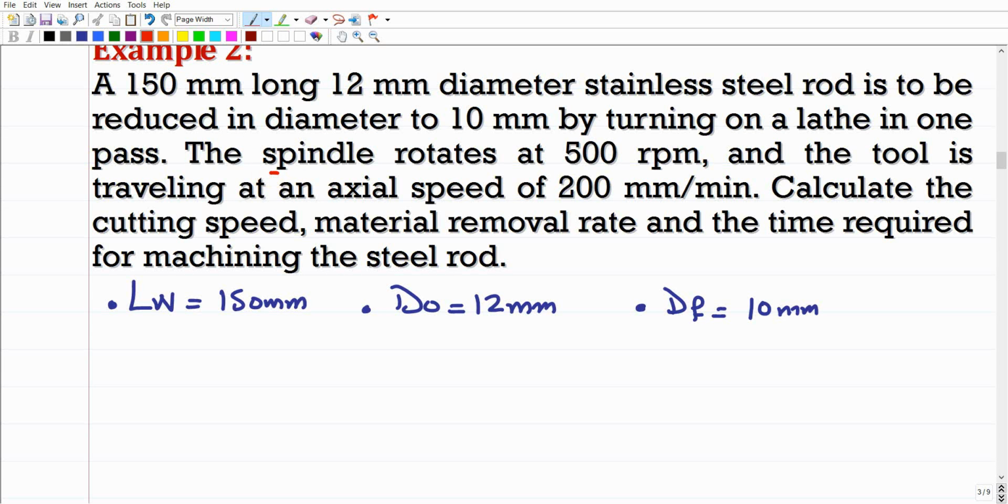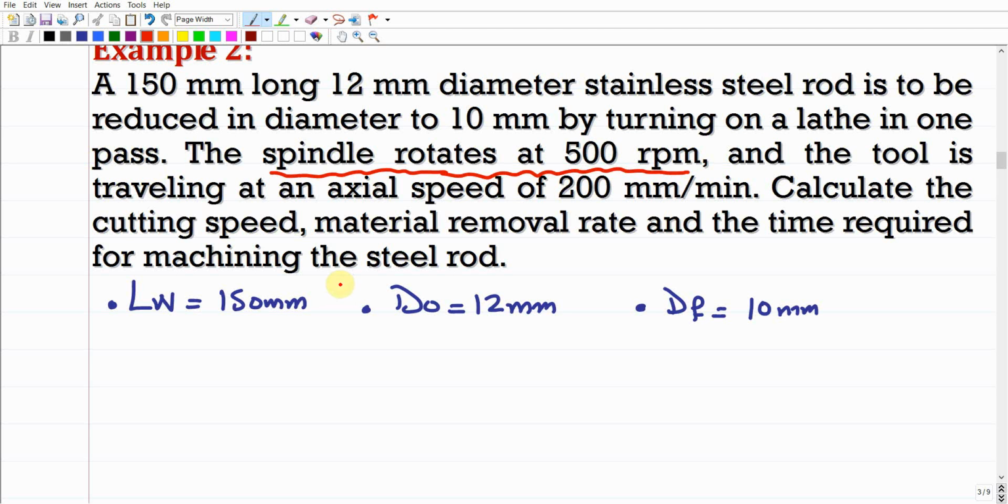The spindle rotates. Something that you should understand, as we just explained, is that in the turning operation, the work part is the thing that is going to rotate. To rotate, it should be fixed to the spindle of the lathe machine, and the rotation of the spindle is going to give us the same rotation of the work part, because they are fixed together, so they are rotating together.